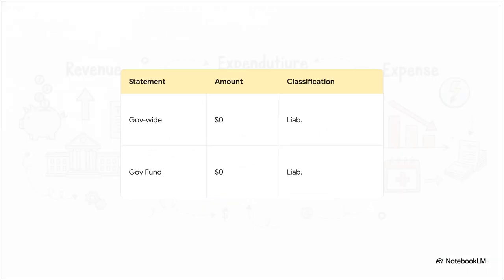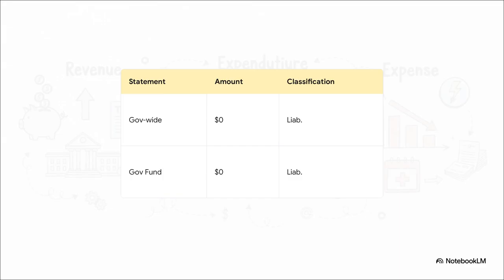Now for Greenfield Scenario 3, a voluntary $150,000 advance reimbursement grant. The cash is received right now, but qualifying work doesn't begin until next year, meaning no work has been performed yet. This scenario results in zero revenue across both statements.